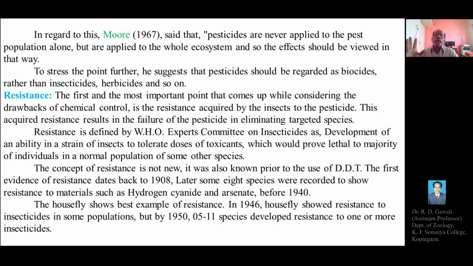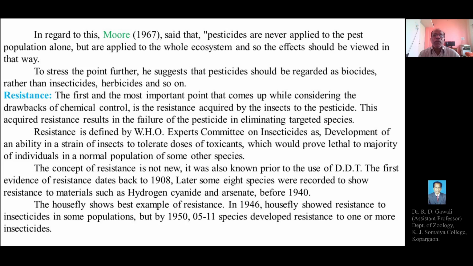So ultimately, we'll have to increase the concentration or the dose of the insecticides or pesticides so as to get its effect, so as to kill the pest population, so as to control the pest population. We'll have to increase the concentration of the pesticides, and ultimately this will increase the stress on the environment. So it is also of great importance that the pest organisms or insect pests are increasing their resistance against the chemical pesticides. So ultimately this will increase the environmental pollution.